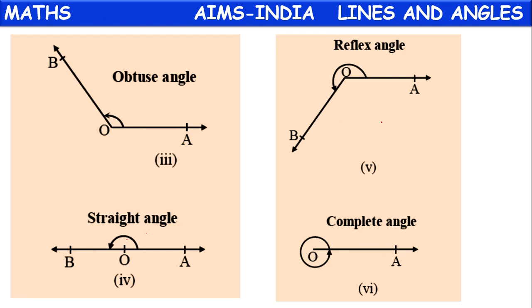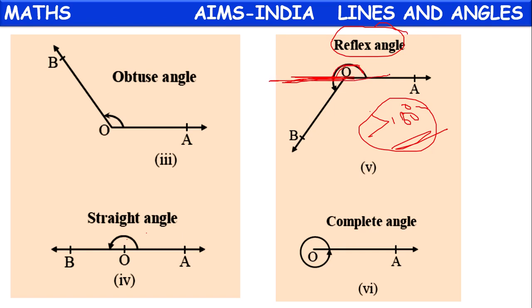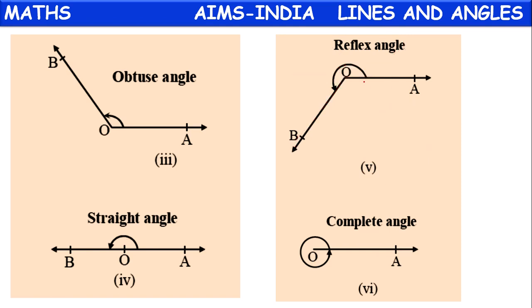Next, if an angle is greater than 180 degrees, then it is called a reflex angle. Up to here is 180, which is a straight angle. If this line bends downside, then the total angle will be more than 180, which is called a reflex angle.